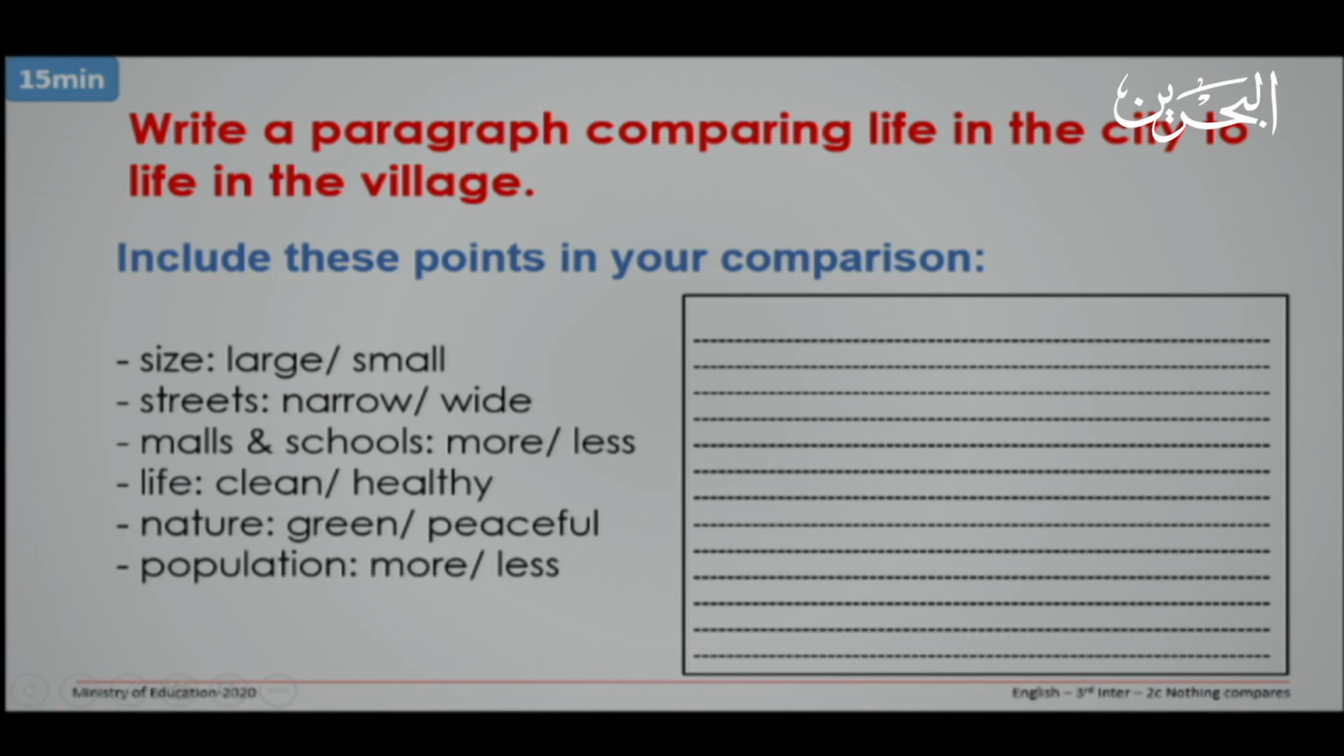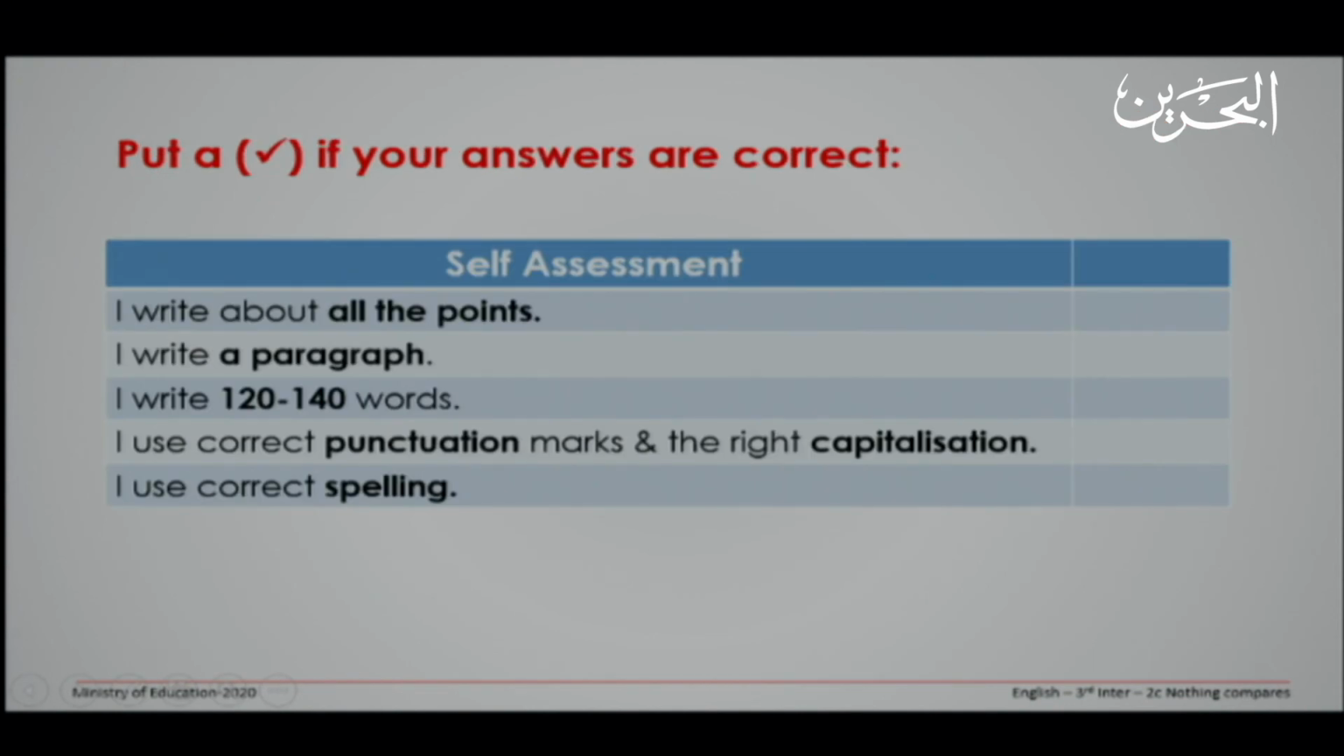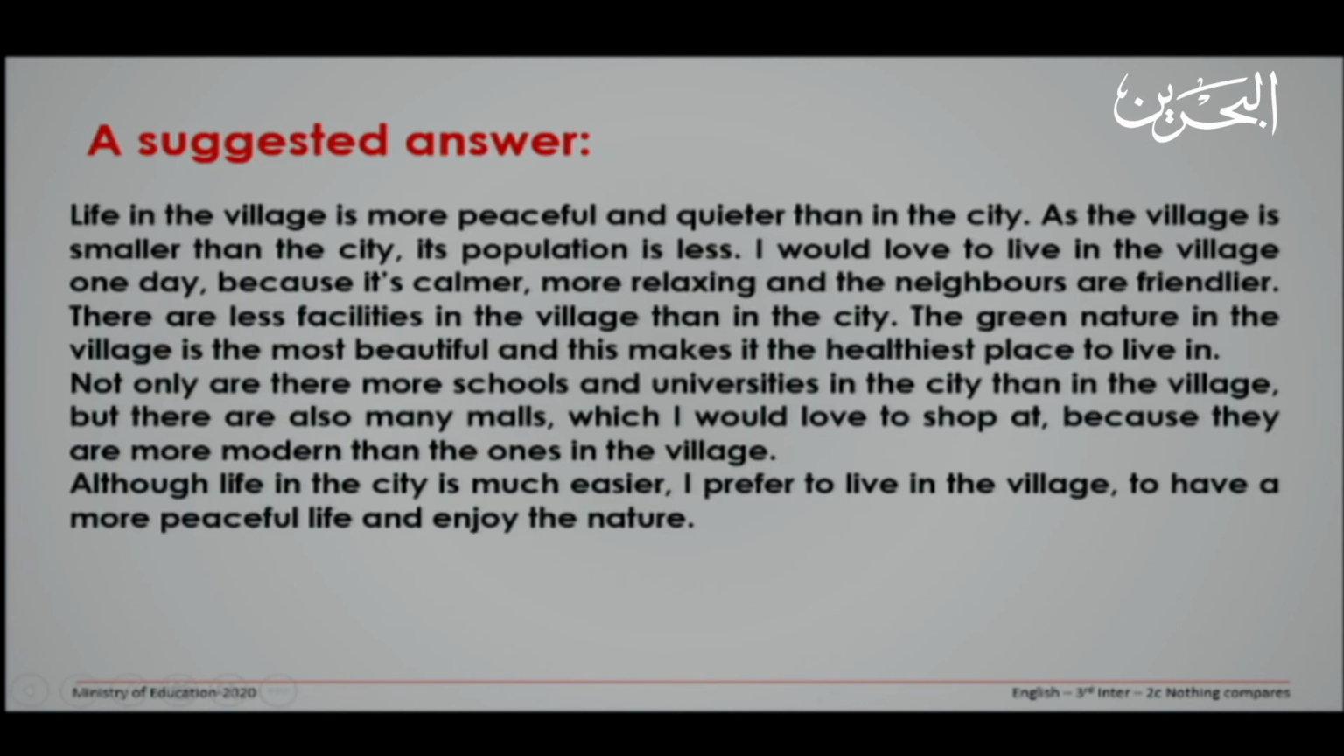Now that you've finished, look at the criteria here and check your work. You must have written about all the points mentioned. We make sure that you've written in a paragraph, and your paragraph is between 120 words to 140 words. Make sure to use correct punctuation marks and the right capitalization, and use correct spelling. Here is a suggested answer of how your paragraph should be.